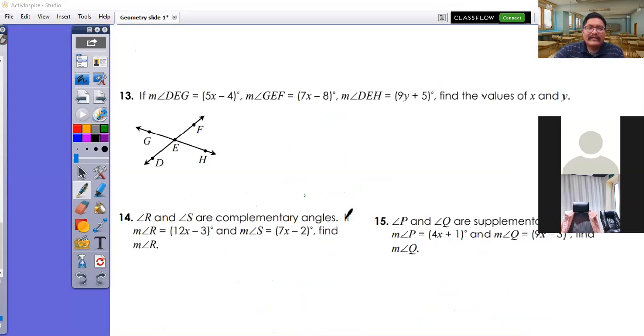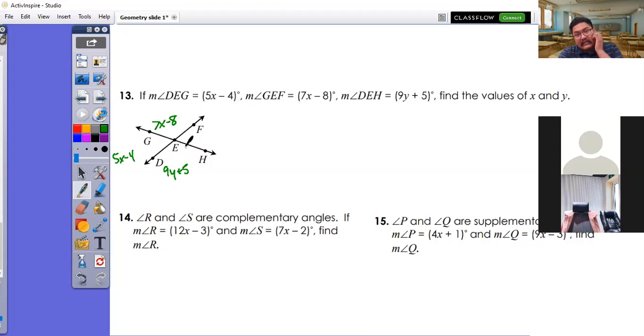All right, so what do we got here? So same thing, same directions. The directions haven't changed. We still got to find out what they're looking for. So find the value of x and y. Uh-oh, looks like we're going to have two things to look for in this case. So DEG, 5x minus 4. GEF is up here, so that's going to be 7x minus 8. DEH, so that's going to be this bottom one, 9y plus 5. Find the values of x and y.